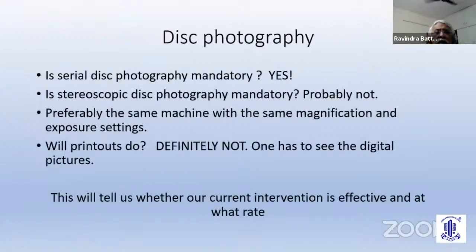Disc photography: is serial disc photography mandatory? Yes. Is stereoscopic disc photography mandatory? Probably not. Preferably the same machine with the same magnification. Will printouts do? Definitely not. One has to see the digital pictures. This will tell us whether our current intervention is effective and at what rate it is effective.